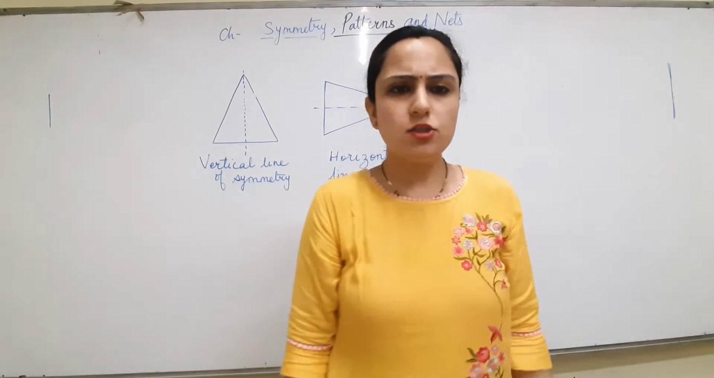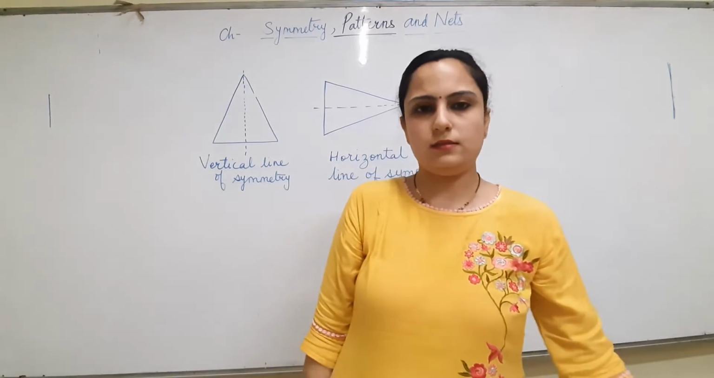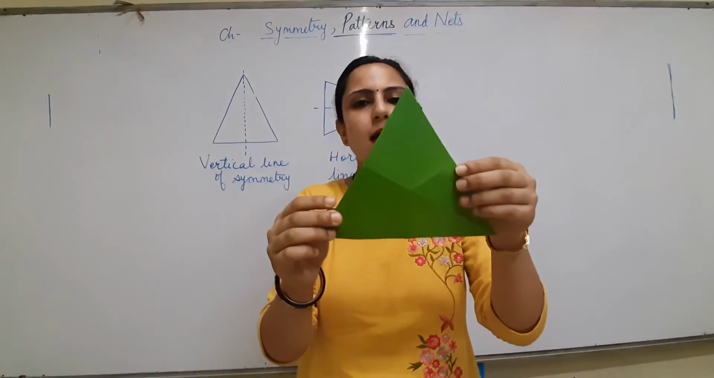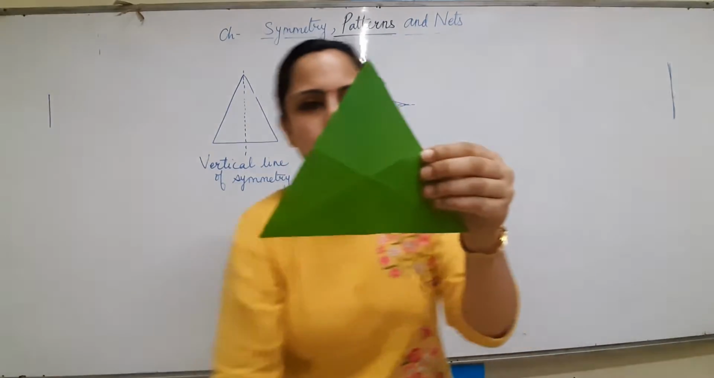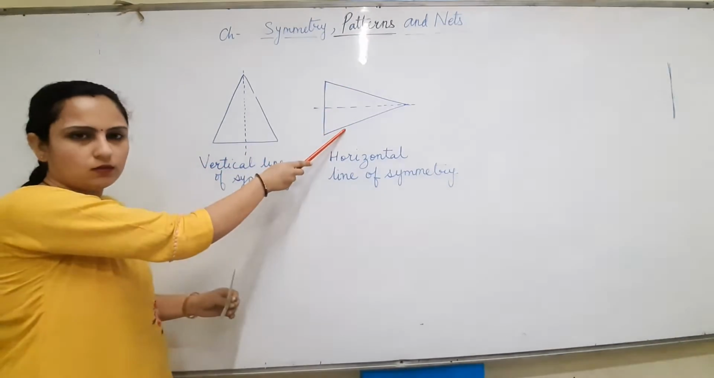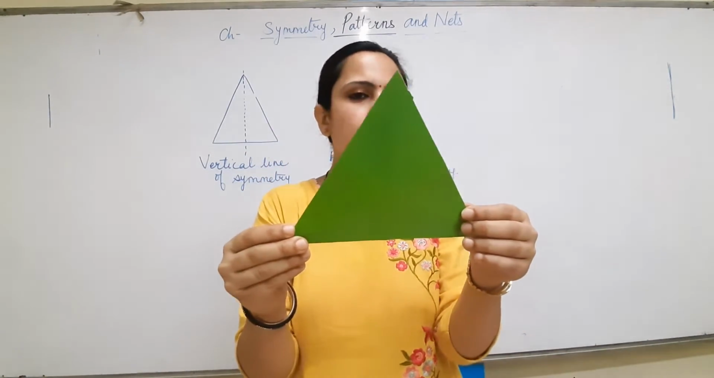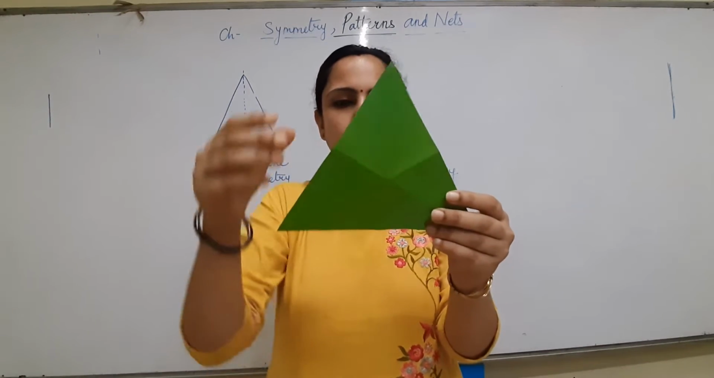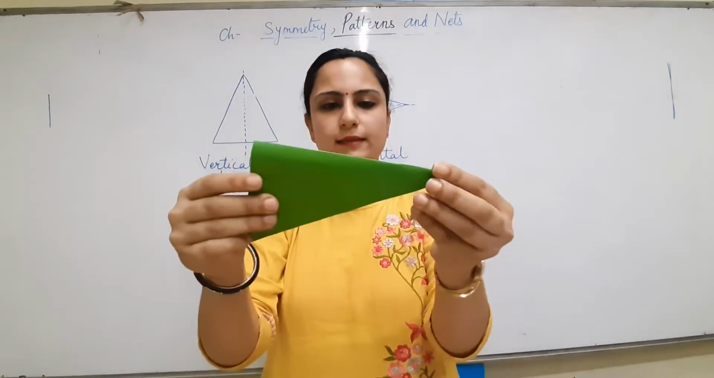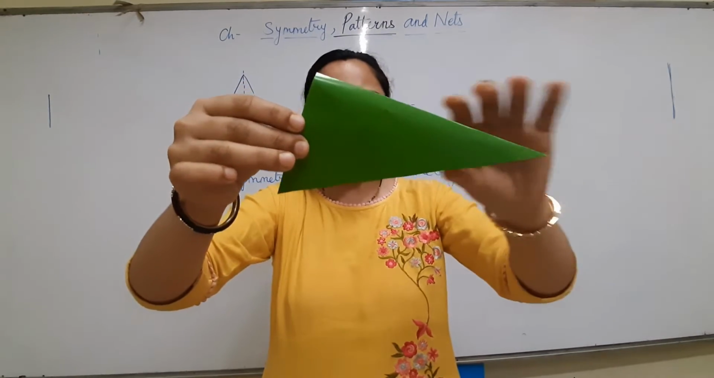Can you guess any other shape having more than two lines of symmetry, or three lines of symmetry? Yes. What is this? This is an equilateral triangle. What was this? An isosceles triangle having two sides equal. Now this is an equilateral triangle having three sides equal. When you fold it like this, see, it is exactly overlapping. This is one line of symmetry.